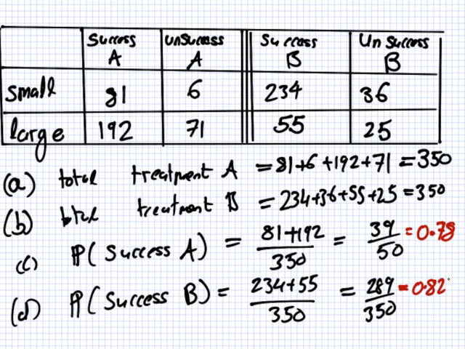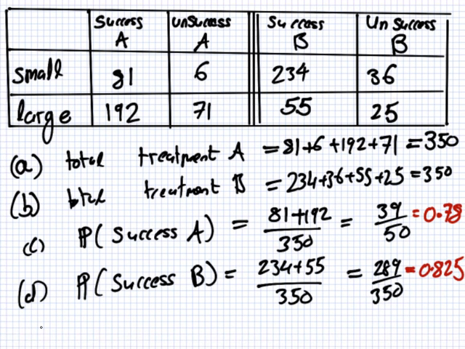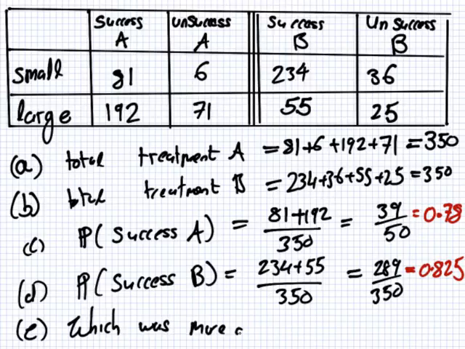0.825. Okay, so naturally enough, the next question is, which was more of a success? B. And the answer here is treatment B. So you can say that 78% of patients treated with treatment A were a success, but 82% or 83% of patients treated with treatment B were a success. So it seems like B is slightly more successful than A.